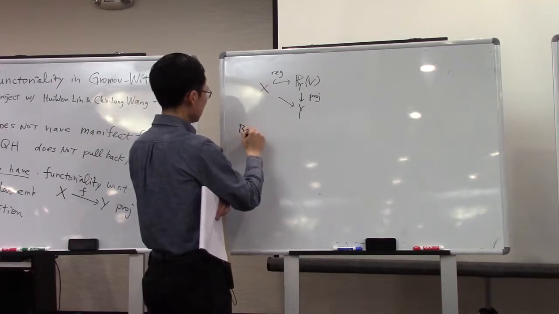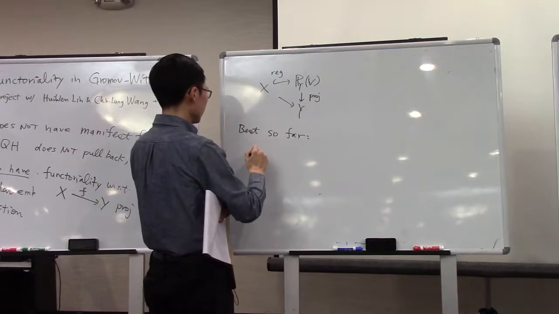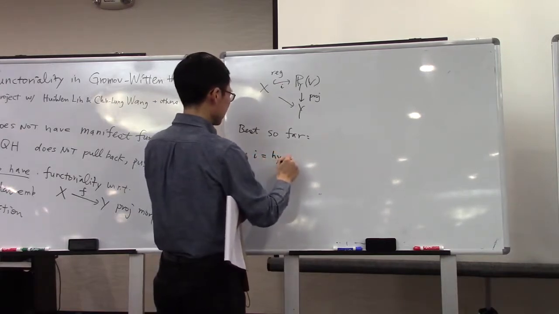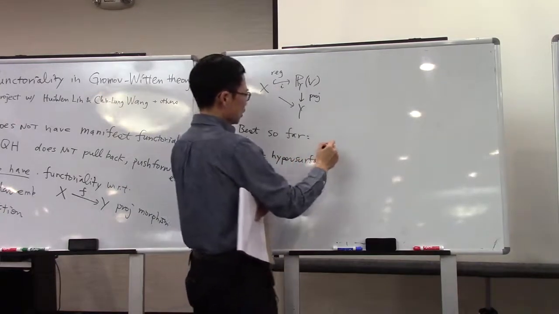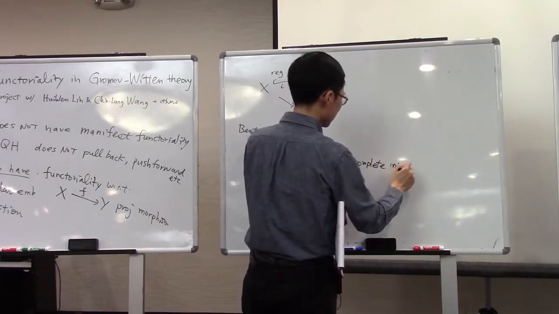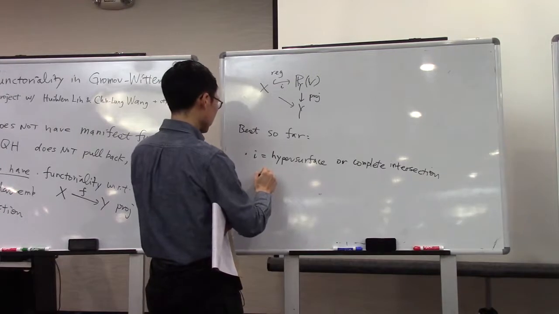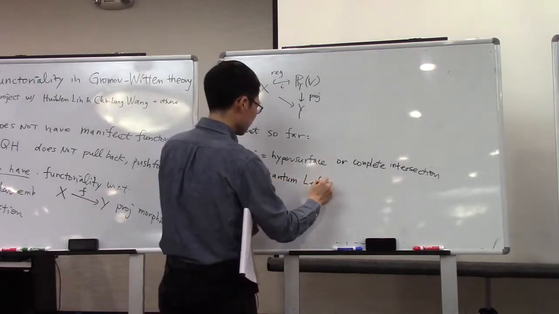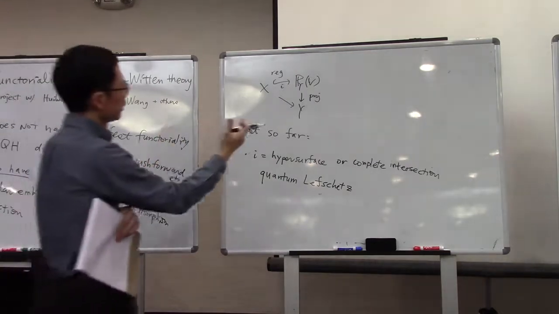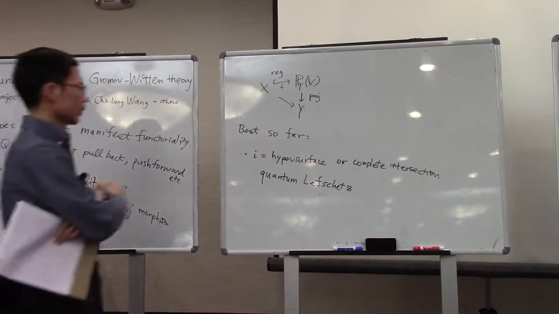So the best so far is the following. First, you cannot do any general regular embedding, but you can, when this map, let's call it I, if I is a hypersurface or complete intersection, then you do have some kind of functoriality, and this functoriality is usually called quantum Lefschetz. Because classically, Lefschetz told us if there is some kind of hypersurface, then there is a relation between the classical core march between the smooth projective variety and its hypersurface section. So there is a quantum Lefschetz.